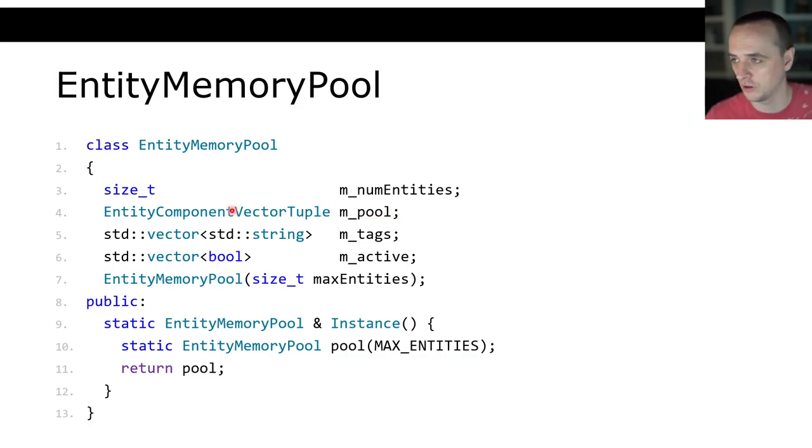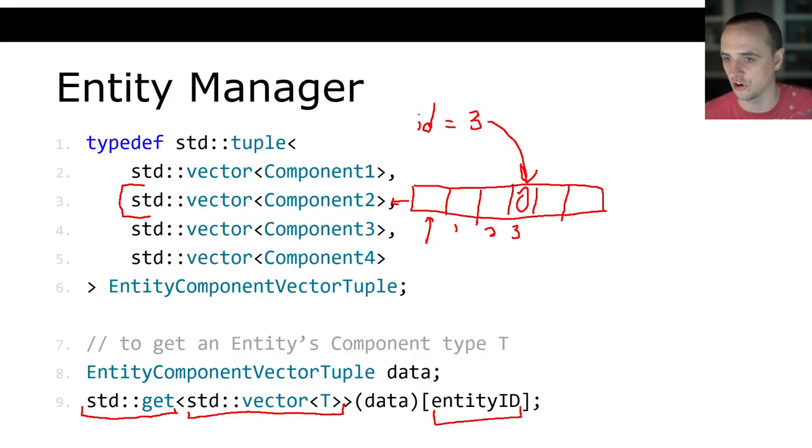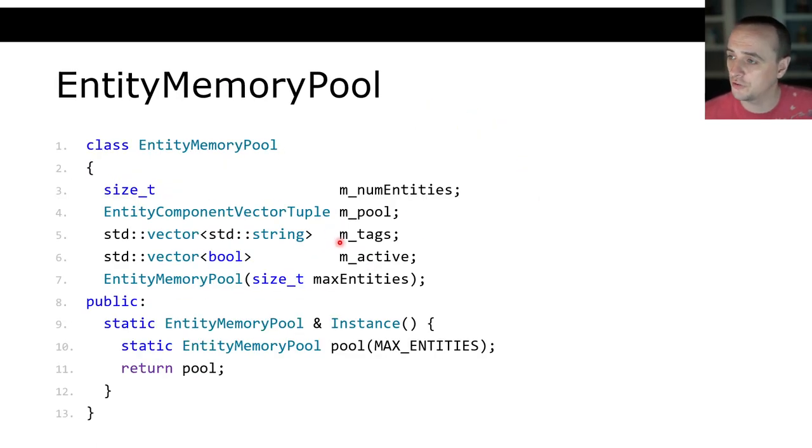Here's the actual pool of components, right? So this is the entity component vector tuple. That's this data structure that we just made. It's also going to store a vector of strings for the tags, and it's going to store a vector of booleans for whether or not it's active. And then down here, this is going to be a singleton. So our memory pool is going to be, we talked about singletons, I think, already in the course. So it's a way to ensure that only one instance of this class exists. Okay, so we set up a static memory pool and we return a reference to that.